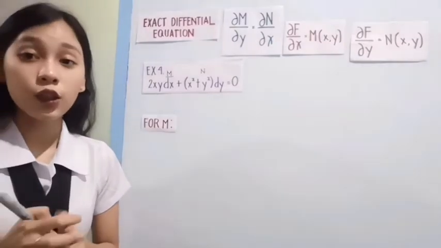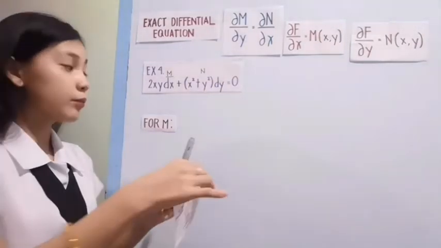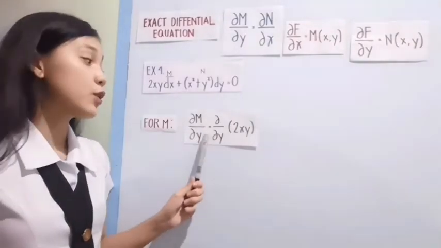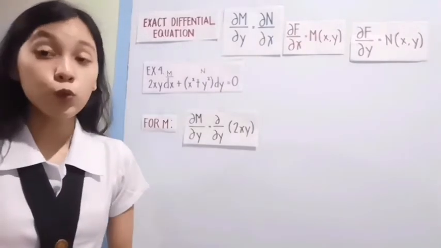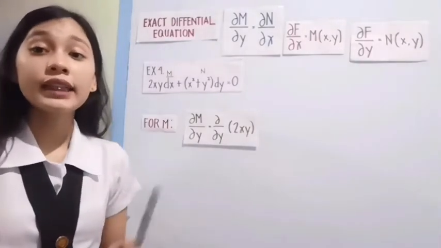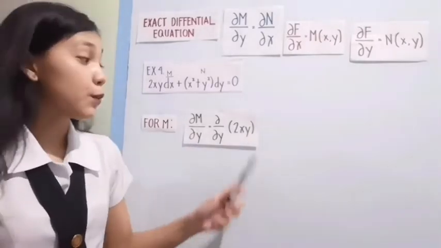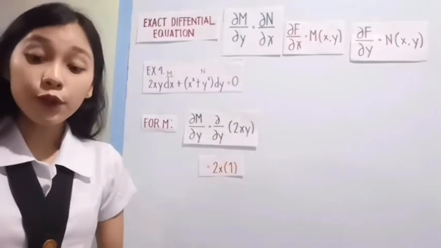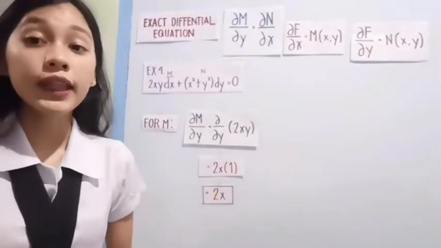So, ngayon, isolve na natin yung for m. So, gagamitin natin yung equation na ito na kung saan the partial derivative of m with respect to y is equals to the partial derivative with respect to y, 2xy. So, let's derive 2xy. Dahil with respect to y, any variable na hindi y ay ititreat bilang constant. So, yung 2x natin ay magiging constant, tapos ang derivative ng y is just 1. Therefore, our final answer would be 2x. So, doon naman tayo sa for n.